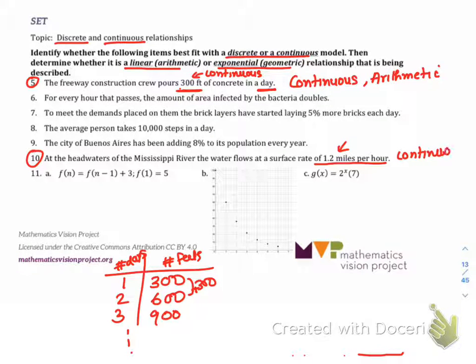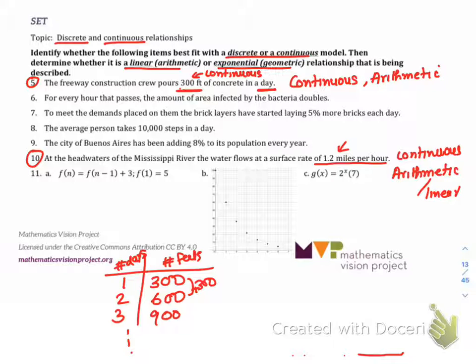And every hour it's changing by 1.2 miles, with the same constant rate of change. The change is not happening in a different sense. Every hour it's increasing by 1.2 miles, so we can say it's arithmetic. If you want, you can use linear also. Arithmetic or linear, you can use either.